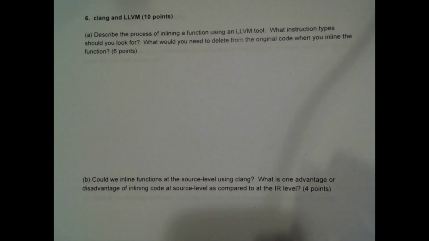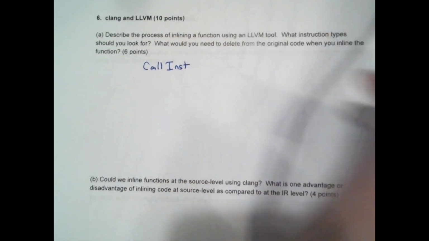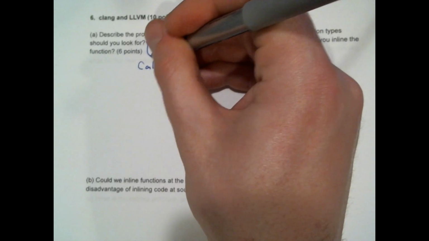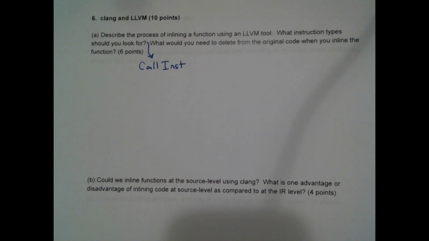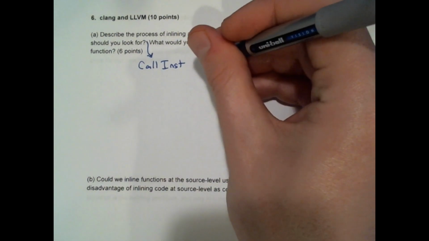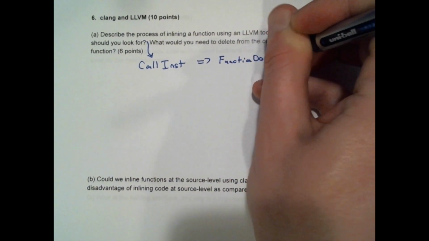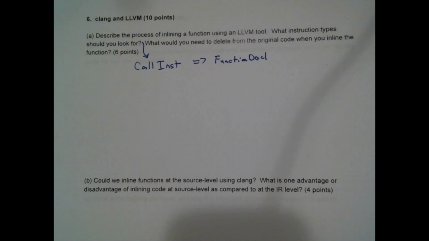For the first part, what instruction types should you look for? If we want to inline a function, we would be looking for call inst. That would be the main thing we look for, because that's what we would find in the code. We would look for call insts and replace those with the actual body of the function. So call inst going to a function decl. Writing that out a little nicer would be a good answer to the first part.